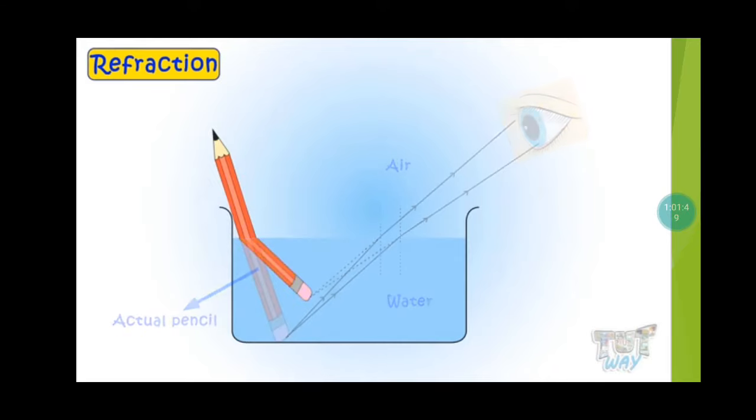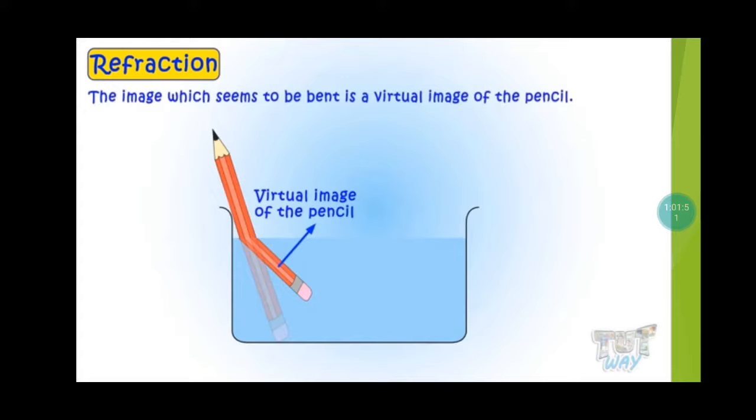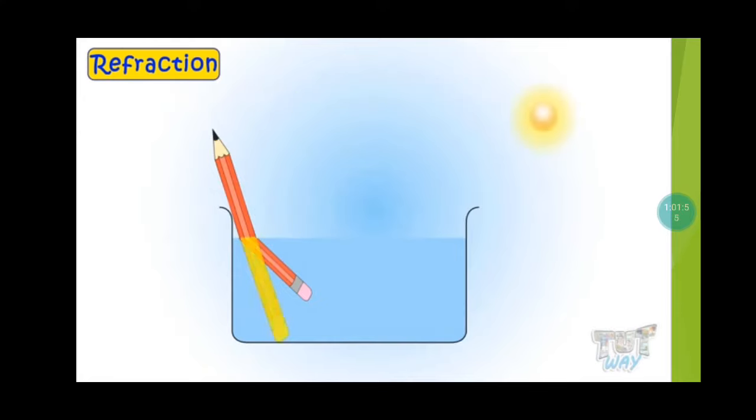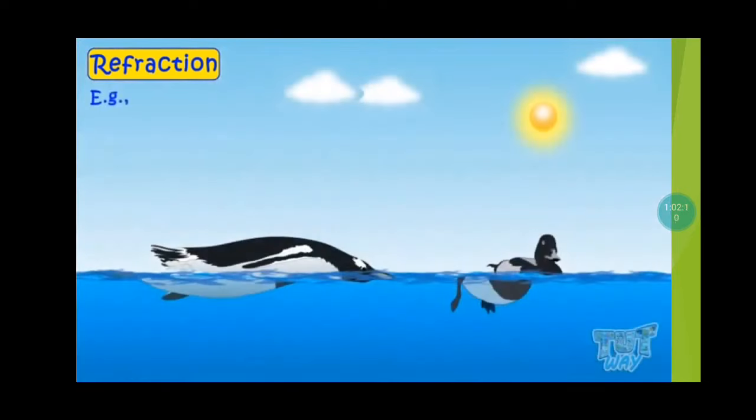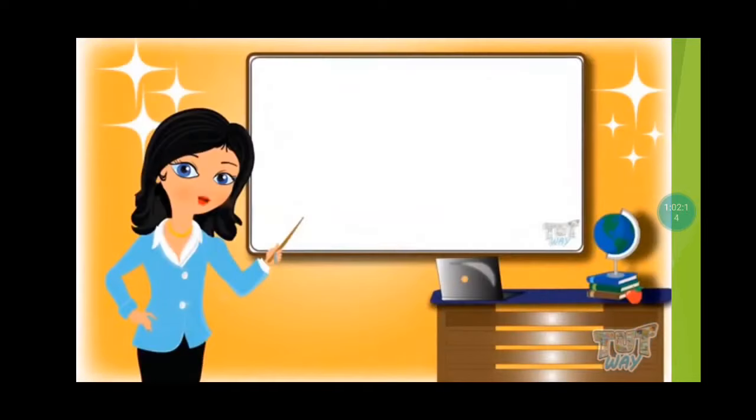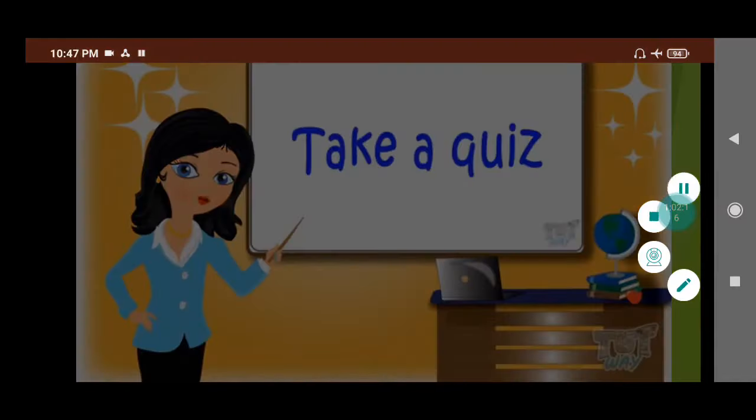The image, which seems to be bent, is a virtual image of the pencil. We cannot see the actual image of the pencil in the water because the light coming from it is bent. And we only see its virtual image, which seems as if it is bent. Here are some more interesting examples of refraction. Now go ahead and take a quiz.